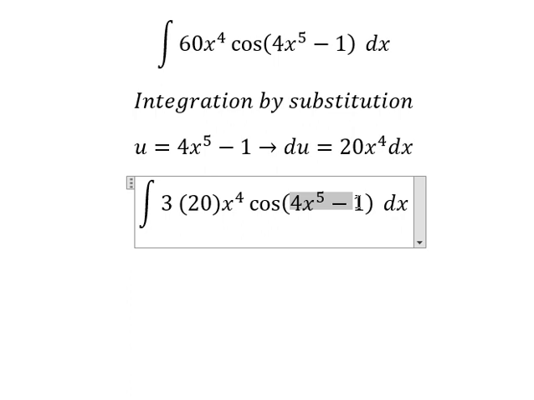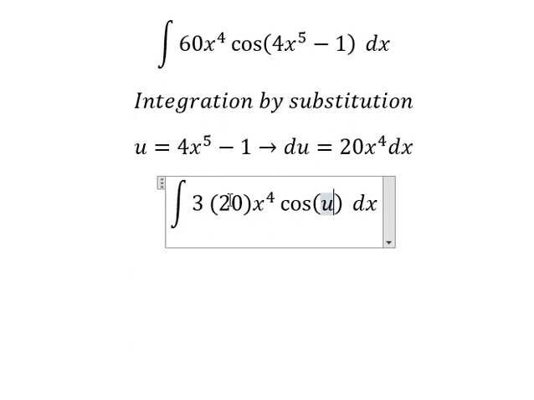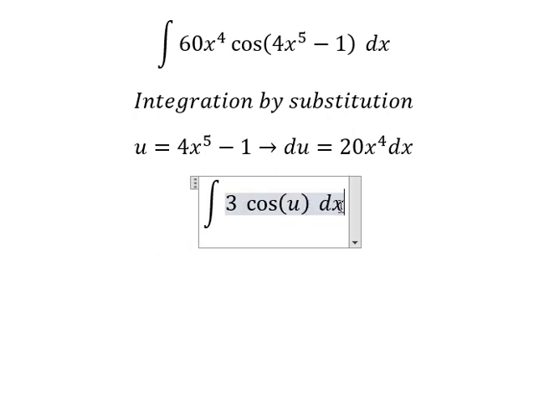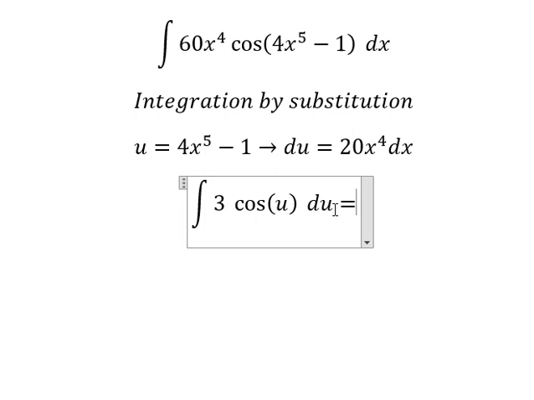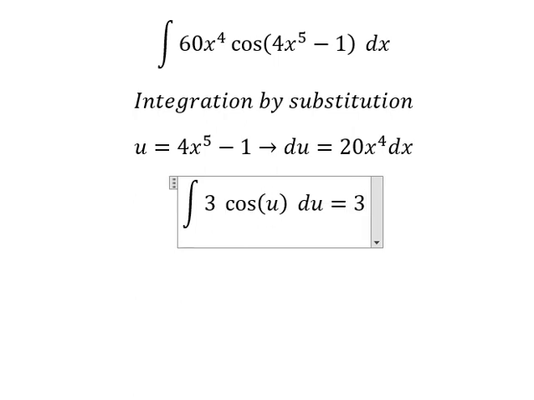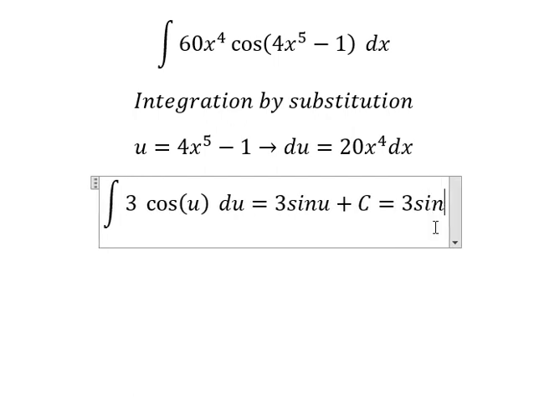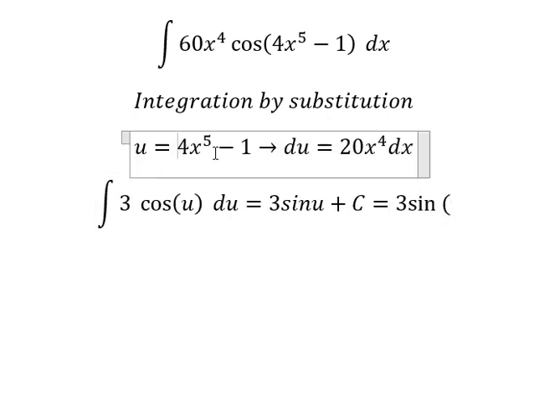So this one we change for u. This one with the s we change for u. So the integration of cosine u is sine u, and that is this one.